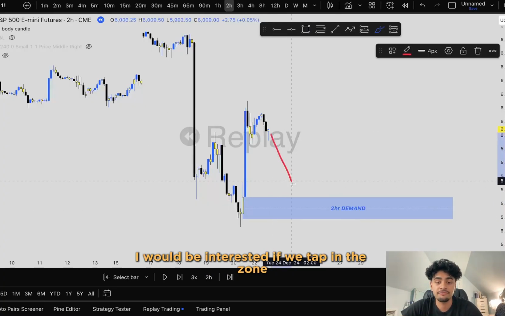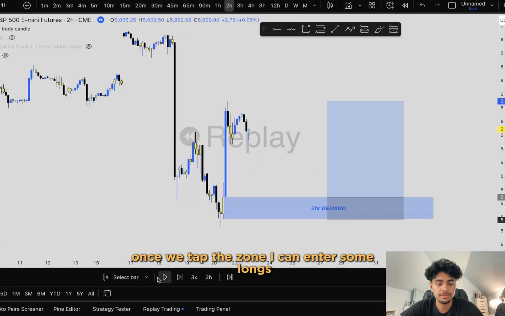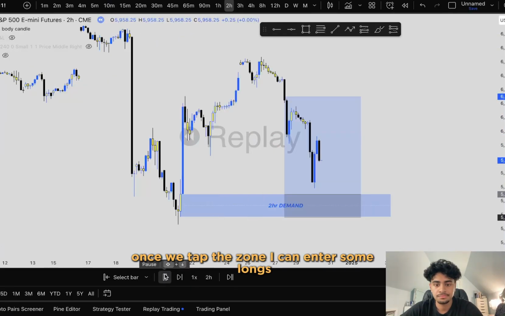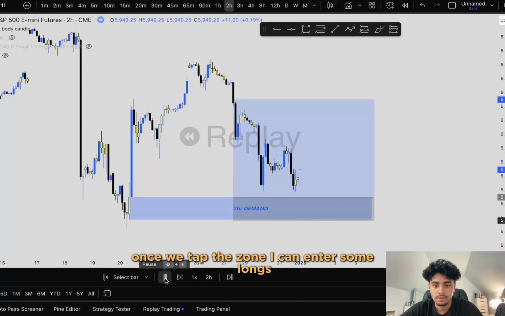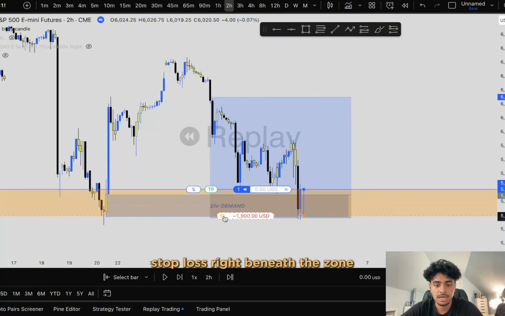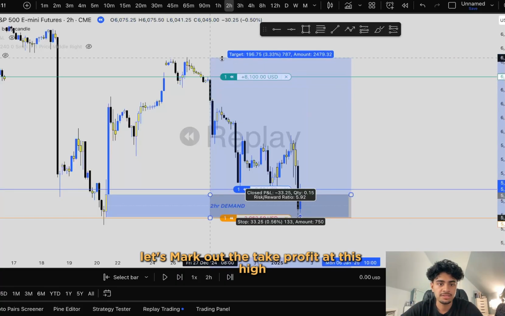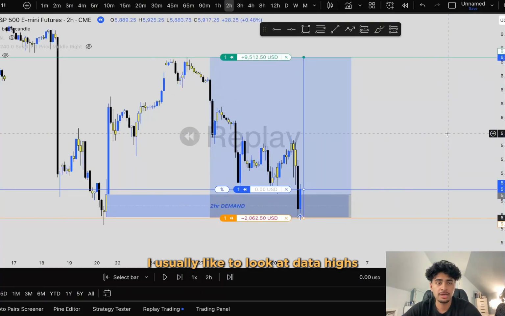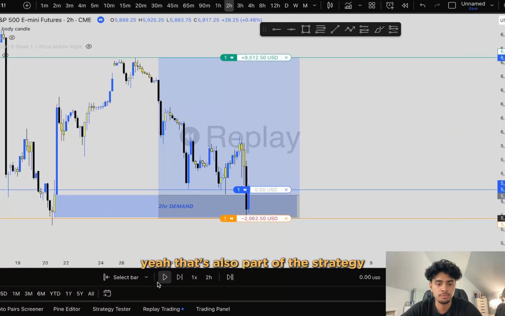If we tap the zone, I would be interested in a long. Once we tap the zone, I can enter some longs. Boom, we just tapped it. I would enter a position right here, with the stop loss right beneath the zone. Let's mark out the take profit at this high. I usually like to look at data highs, data lows, equal highs, equal lows, a good form of liquidity, but obviously we're on replay mode. That's also part of the strategy.